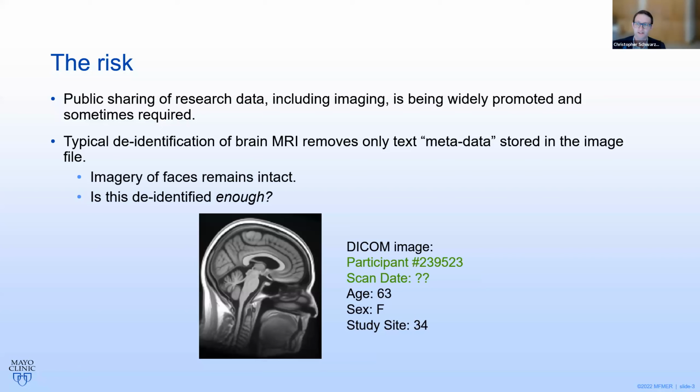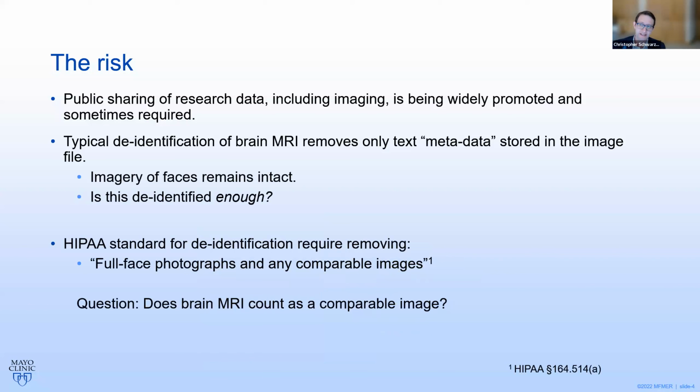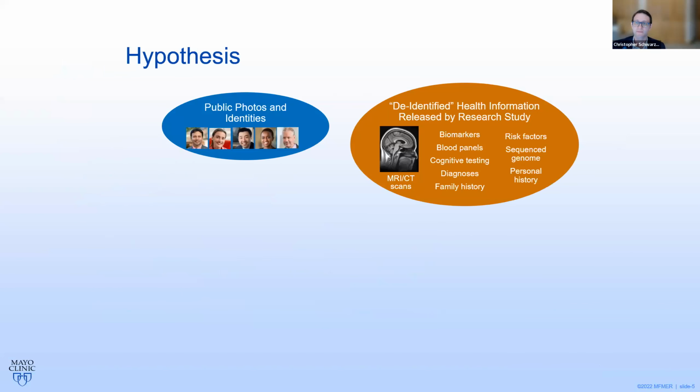That's the end. The image would be left entirely intact. And our research question was, is this de-identified enough? Could somebody re-identify the person using the imaging data? The HIPAA standard for de-identification requires removing, quote, full face photographs and any comparable images, but they don't really define what a comparable image is. So our research question was, is a brain MRI specifically going to count as a comparable image?